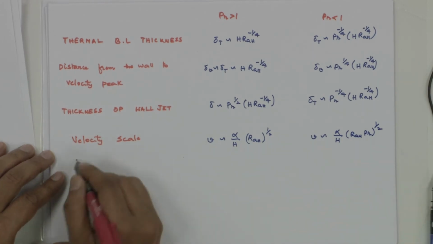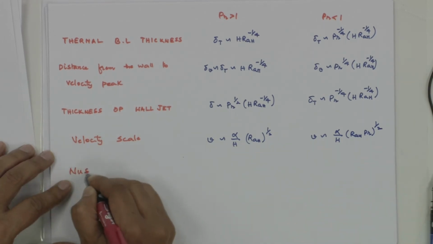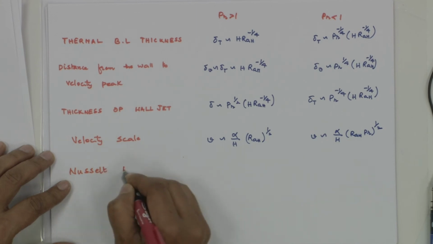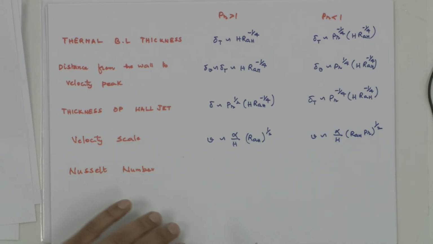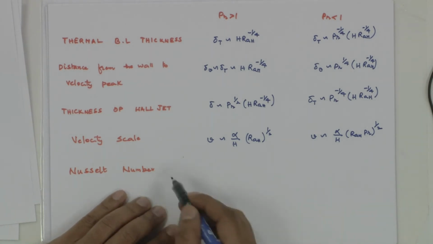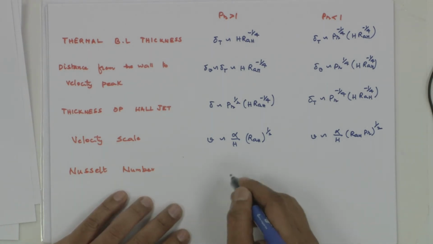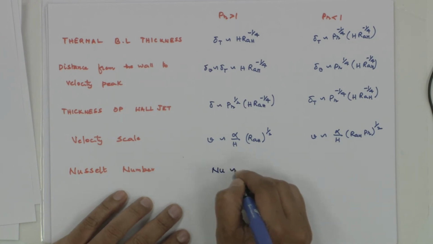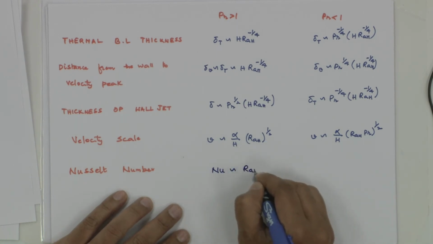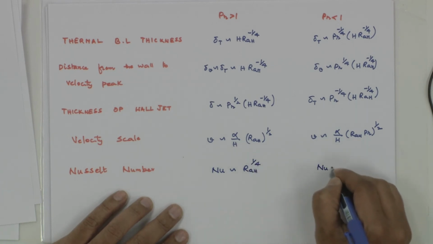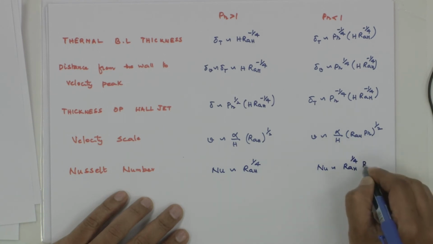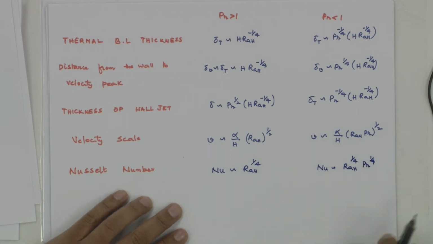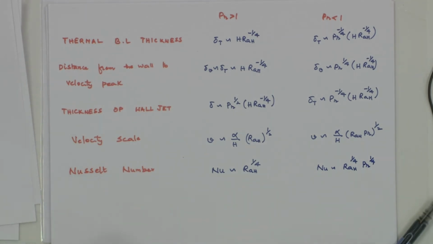The last but not the least is the Nusselt number. This is the most important heat transfer parameter for calculating the heat transfer rate. As an engineer, we are interested in the Nusselt number only. So the Nusselt number is of the order of Rayleigh number to the power of 1 by 4, and for low Prandtl fluids, Rayleigh to the power of 1 by 4 and Prandtl to the power of 1 by 4. You see here, it's very important.